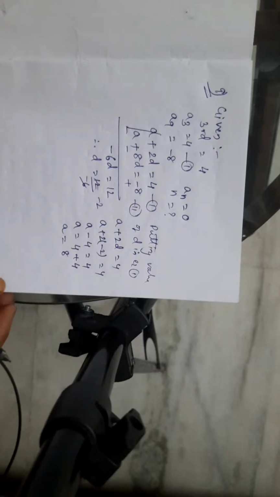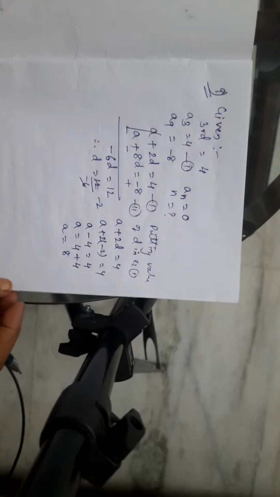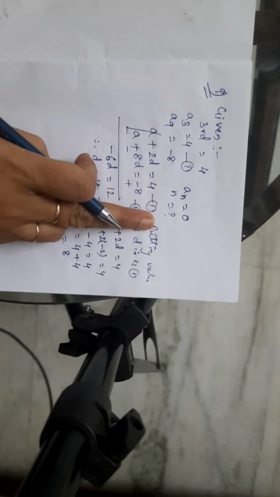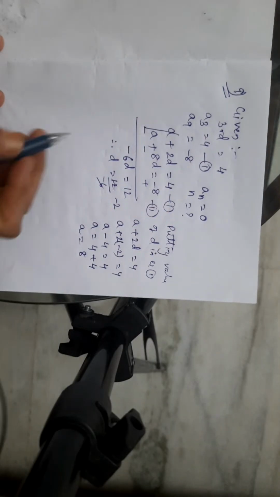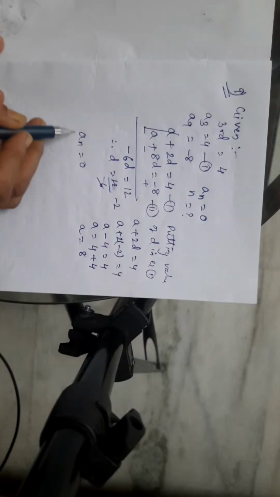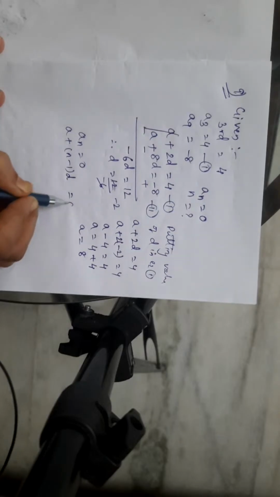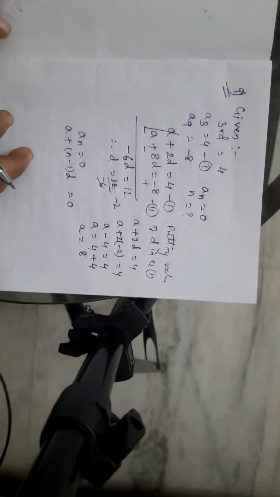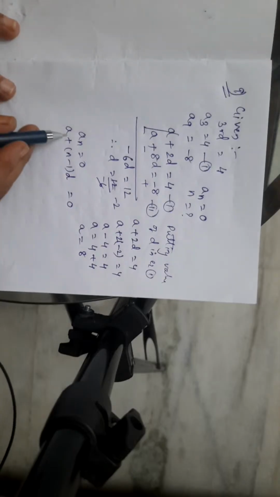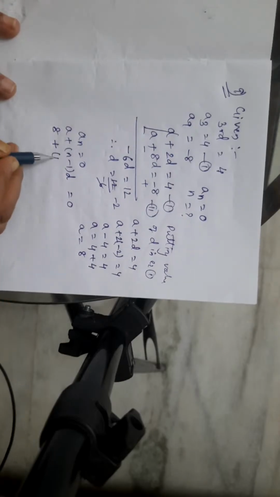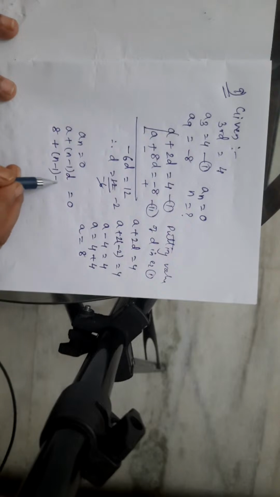So here we got the value of A and we got the value of D also. After getting the values of A and D, we need to find the nth term. Which term is 0? We need to find the value of n. So let's frame the next equation. Here it is given An is 0. Formula of An: A plus n minus 1 D. It's given 0. So here A we got 8, we need to find the value of n minus 1, and D we got minus 2.